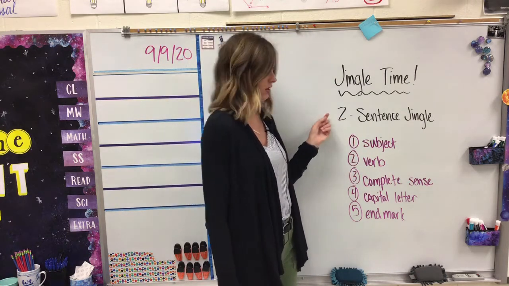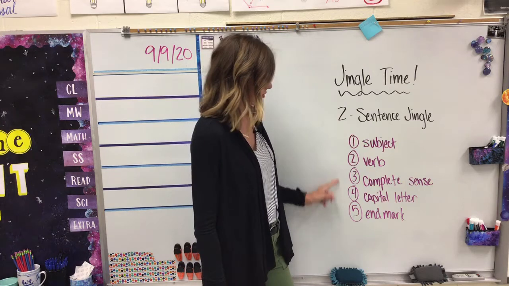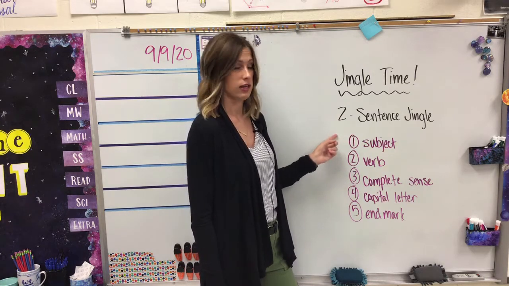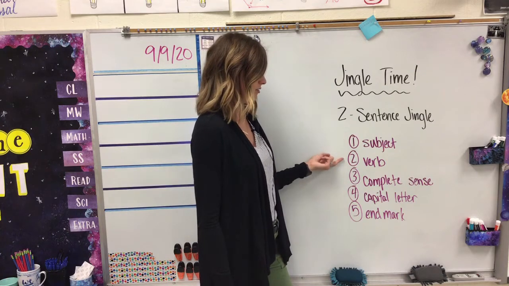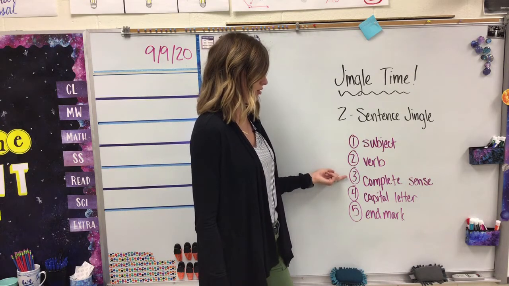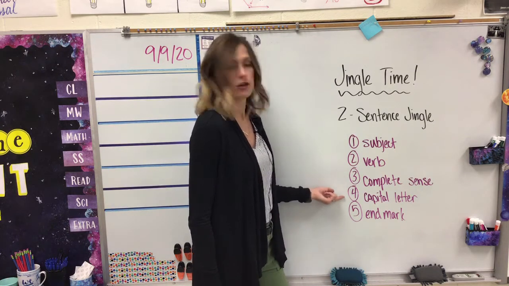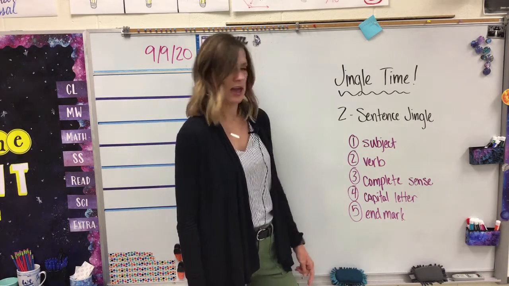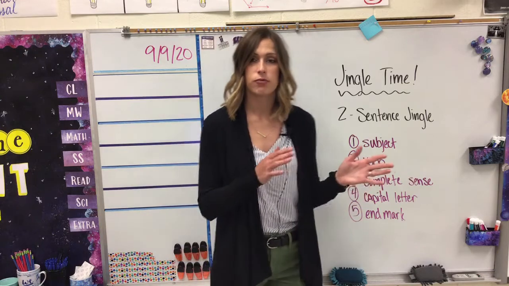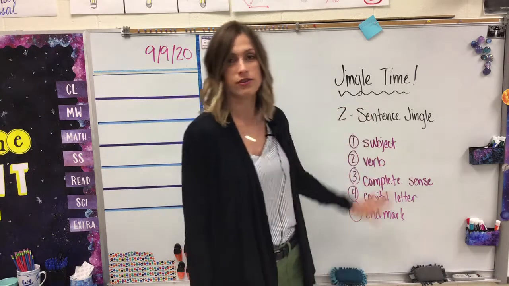Our sentence jingle is going to teach us about the 5 main parts of a sentence that you need. The first one's going to be that it needs a subject. Second one's going to be that it needs a verb. Third, it also needs to make complete sense. Fourth, it's got to have a capital letter. And fifth, we need an end mark at the end. Now, as we keep going through our year, we'll talk about what all those different things mean.